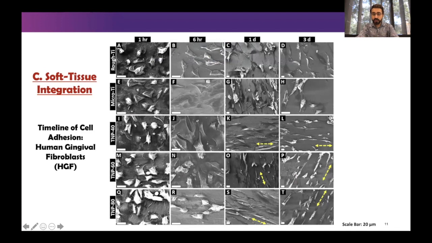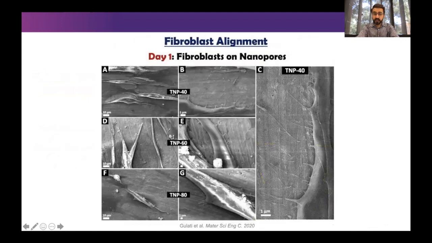The yellow dotted arrow signifies the direction of the underlying nanopores, and starting at day 1, the cells on the nanopores started aligning parallel, while at day 3, the alignment was almost perfect. Looking at the high magnification image even at day 1, we see that for all the nanopores, the cells are super stretched and they are aligning parallel to the nanopores.